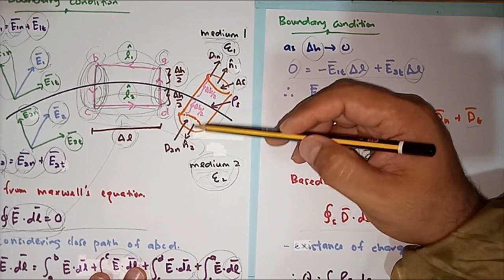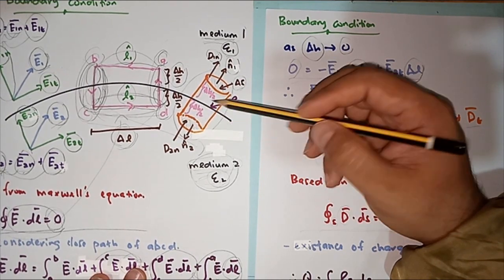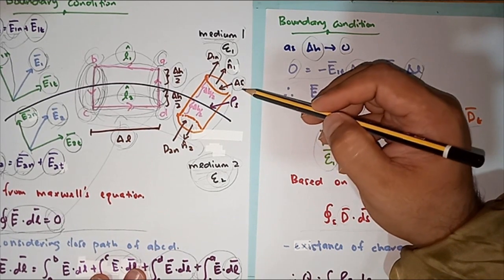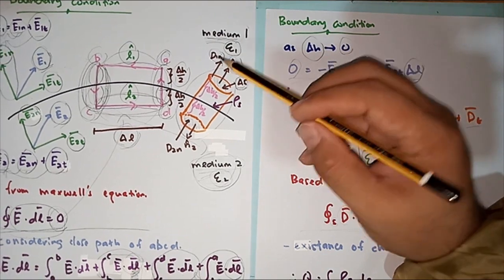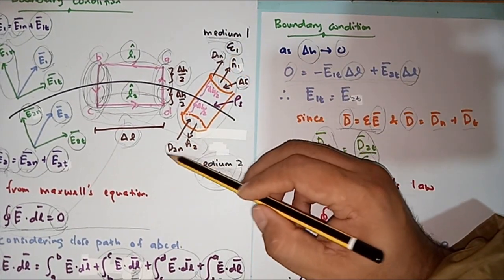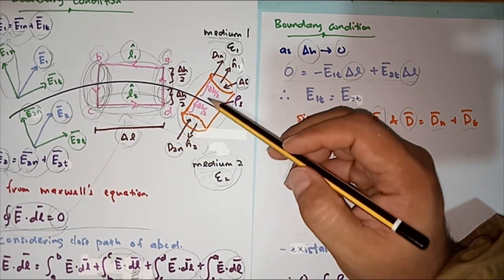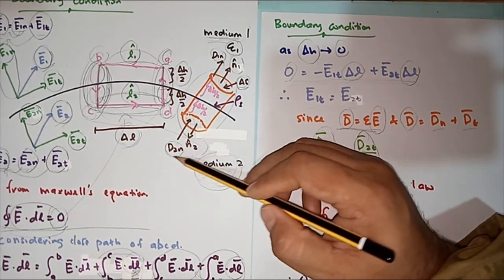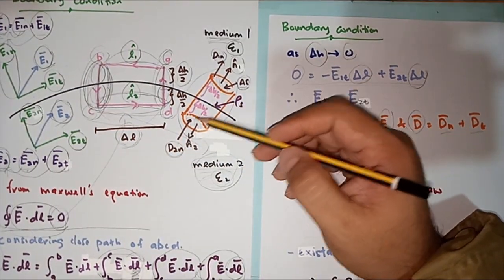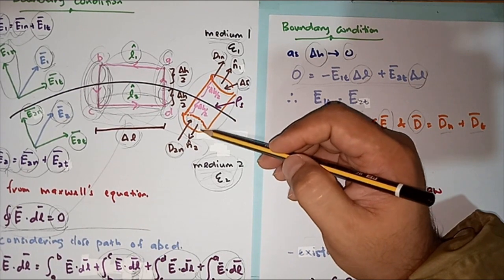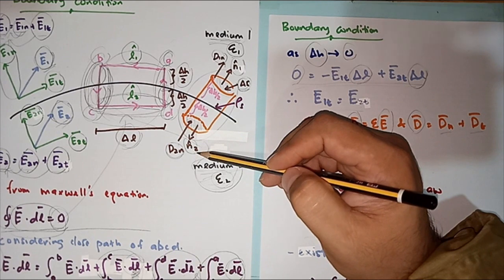Same goes to the bottom surface. So we have the area for this surface equal to delta S, as we saw just now. So we have D2n, which represents the normal component of the D2 vector. The direction of this vector is the same as the direction of the electric field intensity, but in this particular case, the unit vector for this area is equal to n cap 2.